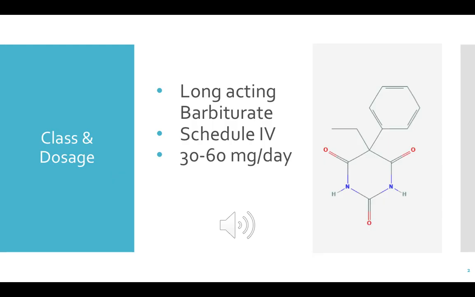Okay, for class and dosages, phenobarbital is a long-acting barbiturate. It's a Schedule 4 drug, so you need a prescription from a physician. And dosages are varied, but you'll usually take between 30 and 60 milligrams per day, depending on what pathology you're taking it for.